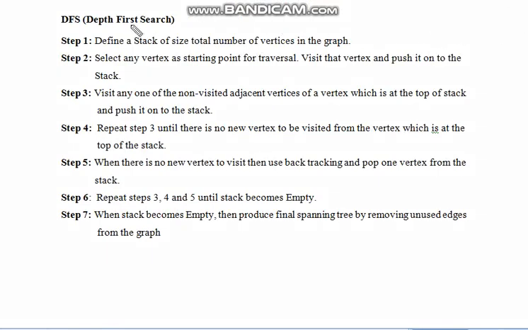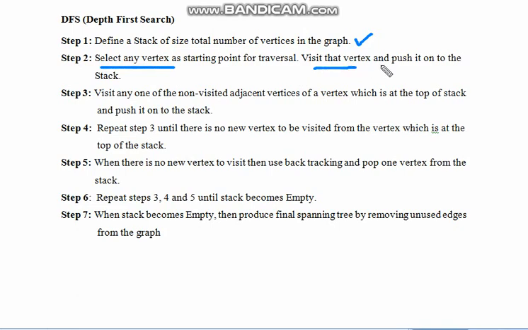DFS, depth first search. These are some steps we have. I will explain with an example, but first let me briefly tell you the steps. Define a stack of size equal to the total number of vertices in the given graph. That means in DFS we are using a stack, and the number of vertices in the given graph will be the size of the stack. Select any one vertex as a starting point in order to travel the given graph.